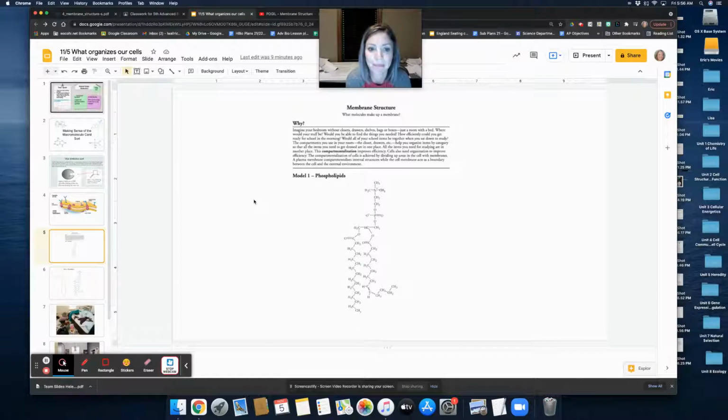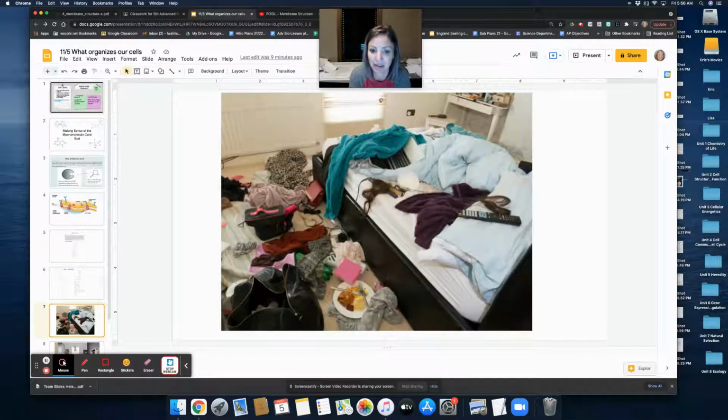Okay, why? Imagine your bedroom without closets, drawers, shelves, or bags. Just a room with a bed. Kind of like this is how I picture that being. A room with a bed and a teenager in it. This is what I picture. This is not what you want your cells to look like. Evolution, natural selection, has not favored messy cells.